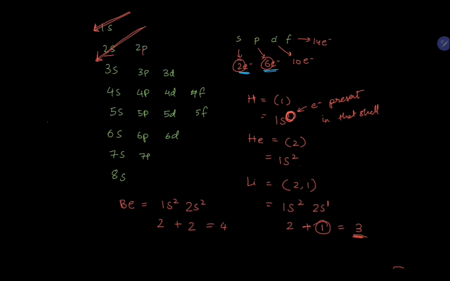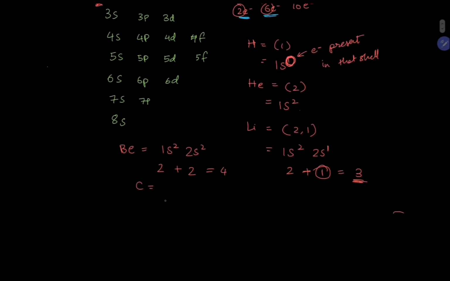Now let's do carbon. Carbon has an atomic number of 6. 2 plus 4 gives 6. You need to be a little familiar with the shell configuration first. If I can, I'll make a video on that too. But first let's complete the electronic configuration.